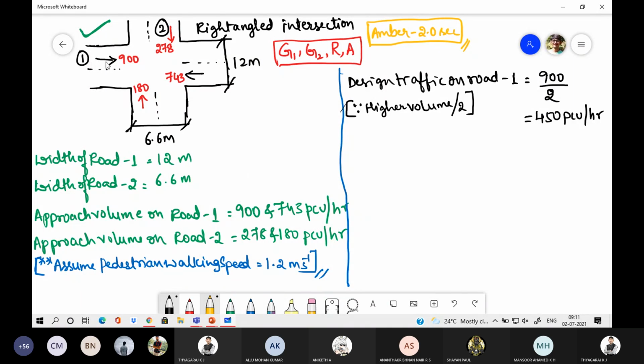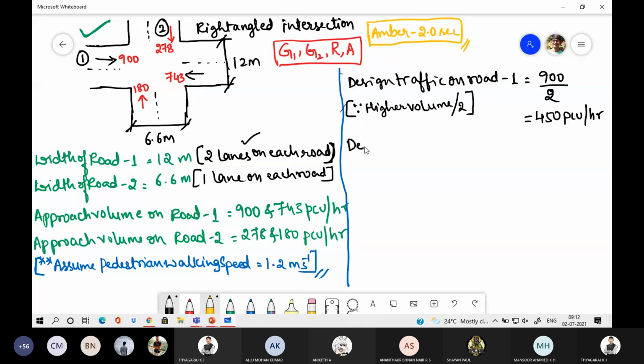And since it is having 4 lanes, that is 2 lanes on each road, you can make a note here: 2 lanes on each road. When it is having 2 lanes, we have to divide it by 2.